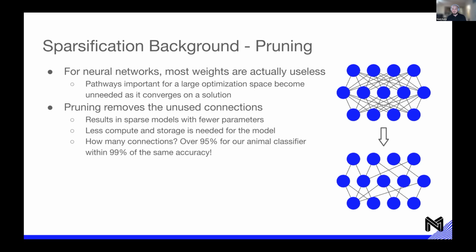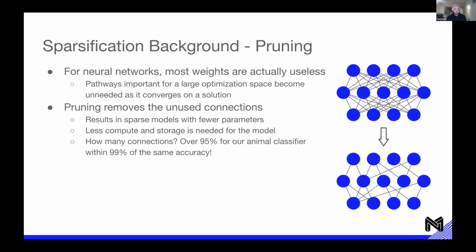And how many connections? The surprising part, you can actually get rid of most of these networks. You can get rid of 95% for our animal classifier that we were talking about and still keep 99% of the same accuracy. And this is on the ImageNet challenge, the ILSVRC challenge. Really, really challenging problem. We can actually get models that are 95% sparse. We can get rid of 95% of that network and still keep the same accuracy. And this is the really surprising part.